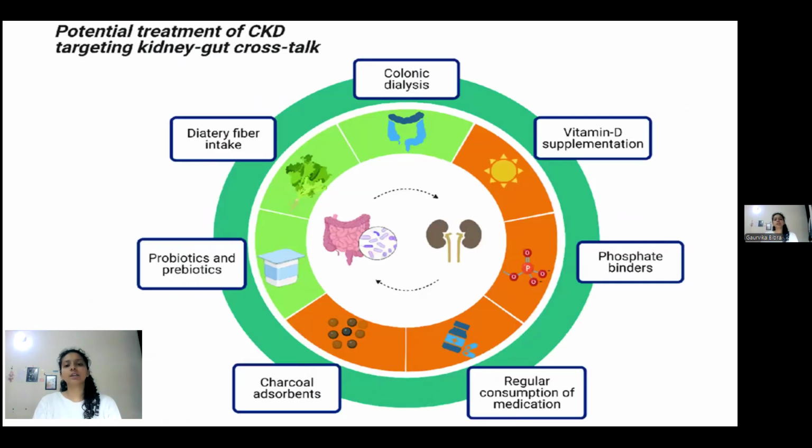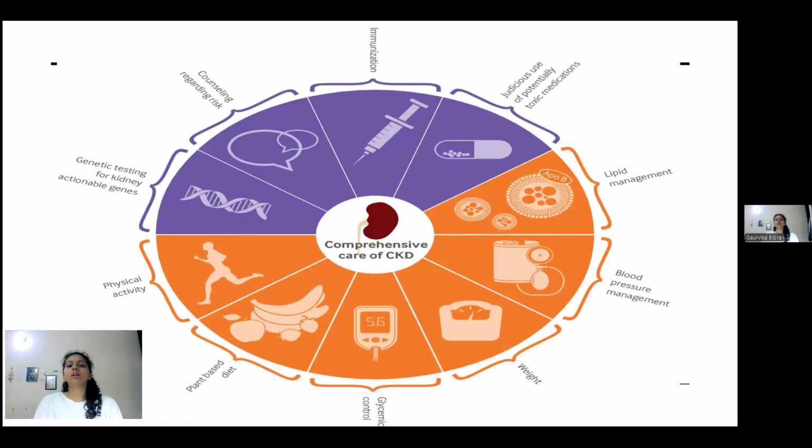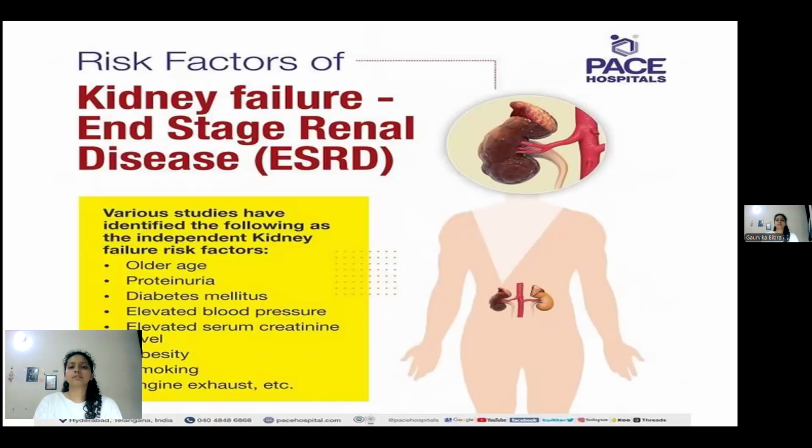Potential treatment for CKD includes colonic dialysis, vitamin D supplementation, phosphate binders, regular consumption of medication, charcoal absorbents, prebiotics and probiotics, dietary fiber intake. Comprehensive care includes immunization, judicious use of potentially toxic medications, lipid management, BP management, weight, glycemic control, plant-based diet, physical activity, genetic testing for kidney actionable genes, and counseling regarding the risk.